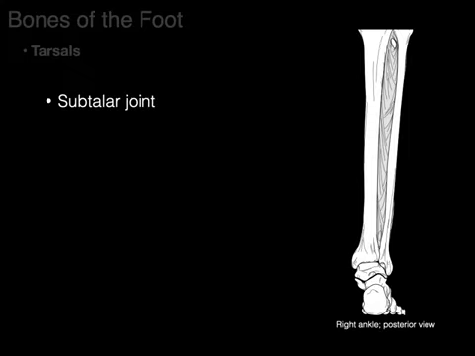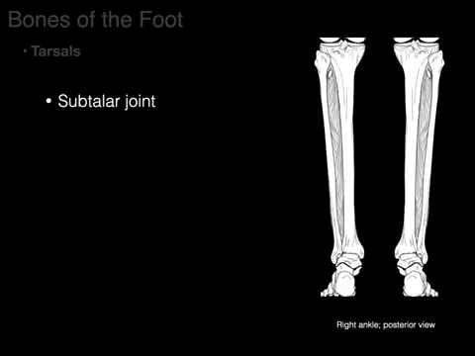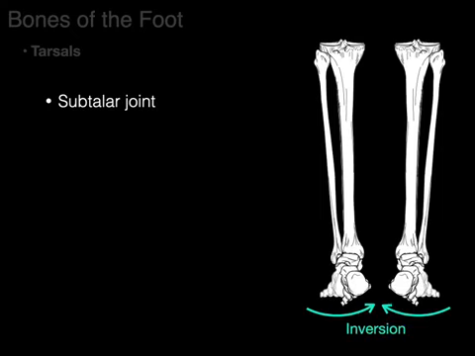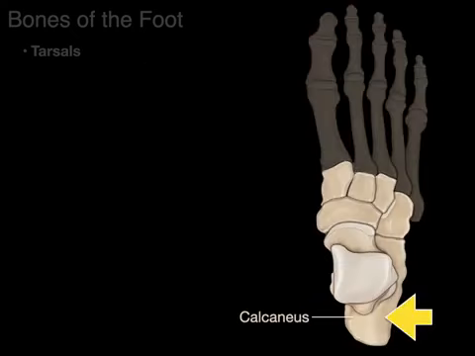Let's now talk about the subtalar joint. So there in green is the talus, and in orange is the calcaneus, and then in between is a joint. That's why it's appropriately also called the talocalcaneal joint. And this joint is important because it's what allows for inversion and eversion movements of the ankle.